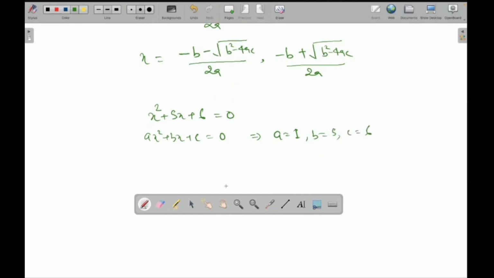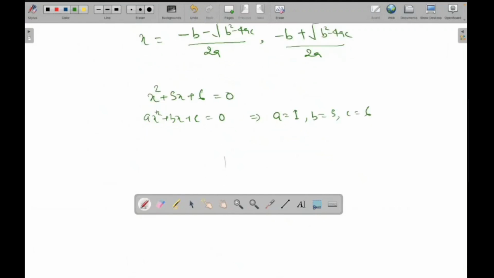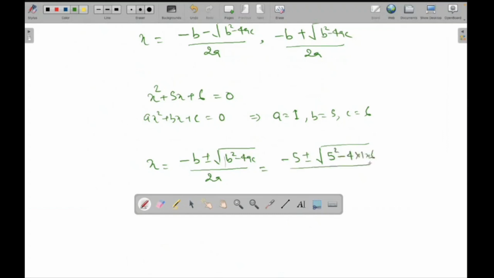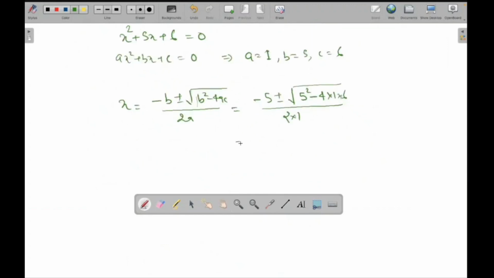With this, what I can write here is x equals minus b plus minus the square root of b square minus 4ac, divided by 2a. So the values will be minus 5 plus minus, b square is going to be 5 square, minus 4ac is going to be 4 into 1 into 6, divided by 2 into 1. So now this is going to be minus 5 plus minus, this is going to be 25 minus 24, divided by 2.